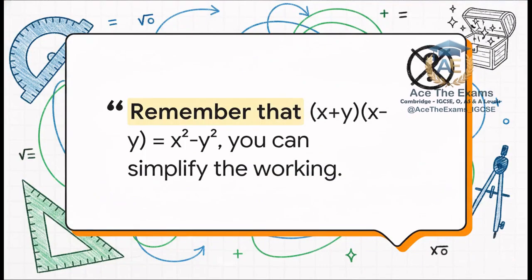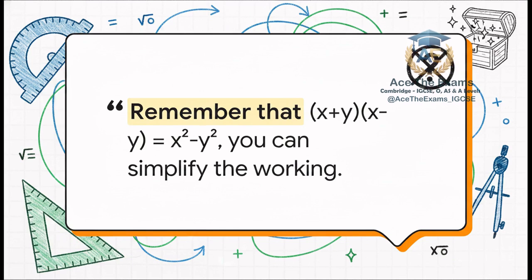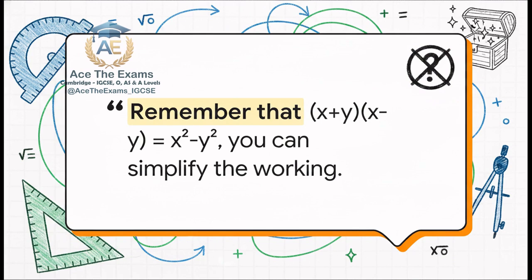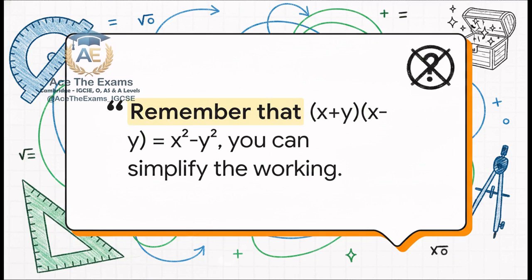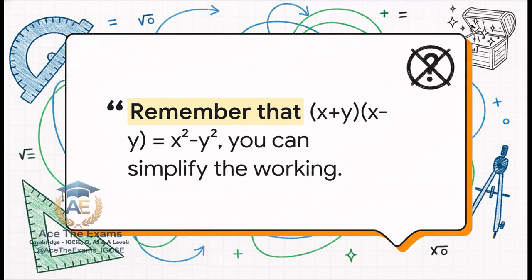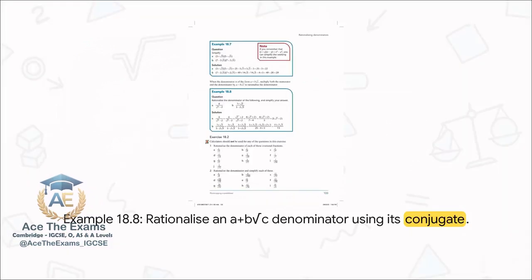To tackle complex denominators, we really need our secret weapon. The source text gives us a massive hint in a margin note. Remember that x plus y times x minus y equals x squared minus y squared. This classic algebraic identity is called the difference of squares, and it is literally the exact tool we need to eliminate complex surds on the bottom of a fraction. Let's see it play out.